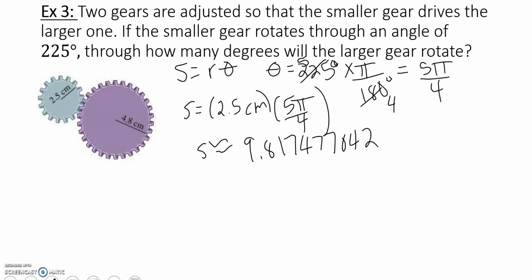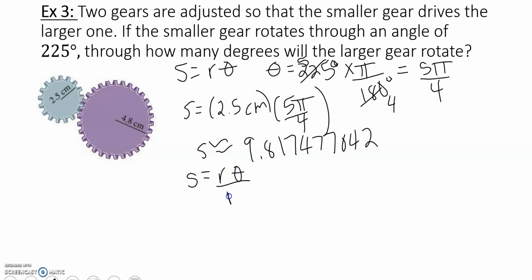Okay. So now that's important in order for us to be able to calculate how far the larger gear turns. So now we're looking for the angle, not the arc length. We're looking for the angle theta on the larger gear. So we know the S, the distance that it turns, because it's going to turn the same distance as the smaller one. So we know our S, we know our radius, and what we want to find is our theta.